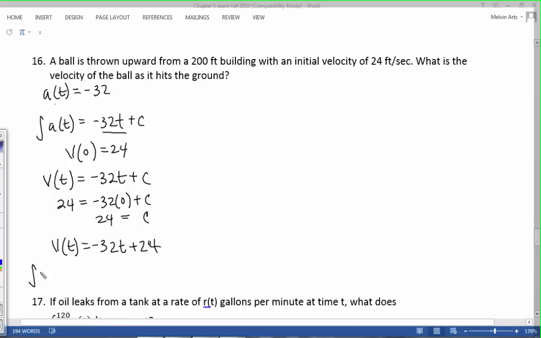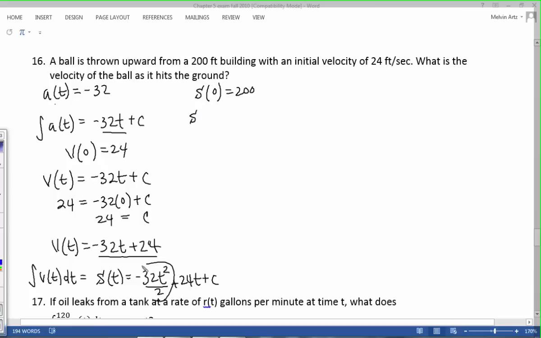We know to find our position function, we take the antiderivative of our velocity function. So if we take the antiderivative here, we get negative 32t squared over 2 plus 24t plus c. So if we use our initial condition, it says the height of the building is 200. Now we can solve for c.